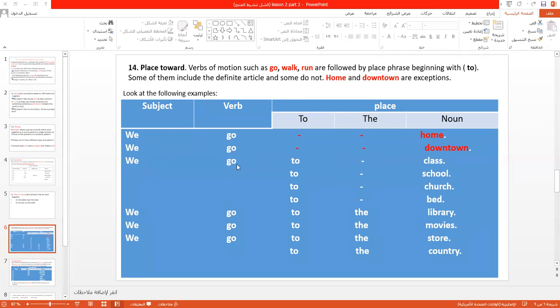But for example, we say we go to class. We go to school. We walk to church. We run to bed. And sometimes we can say we go to the library. We go to the library, or we walk to the library. We go to the movies. Look, we go to the store.